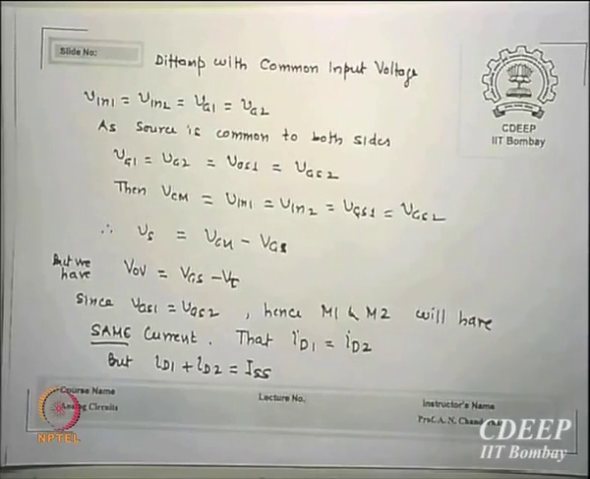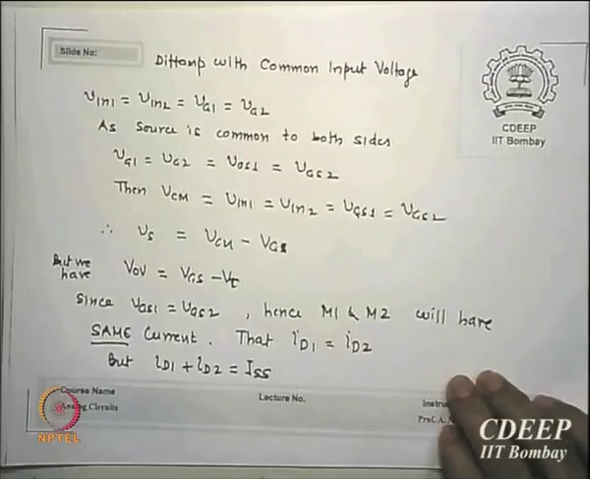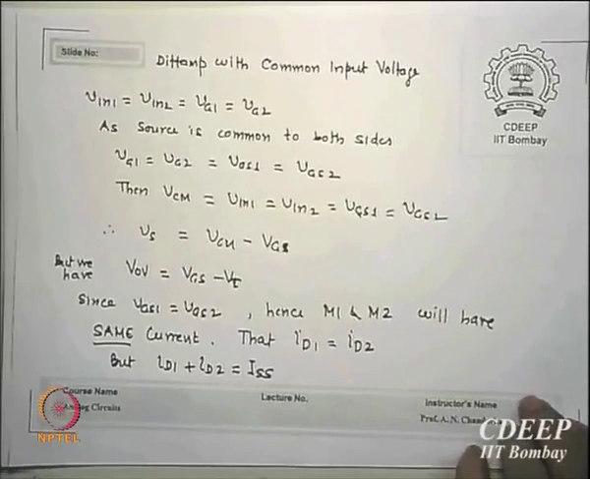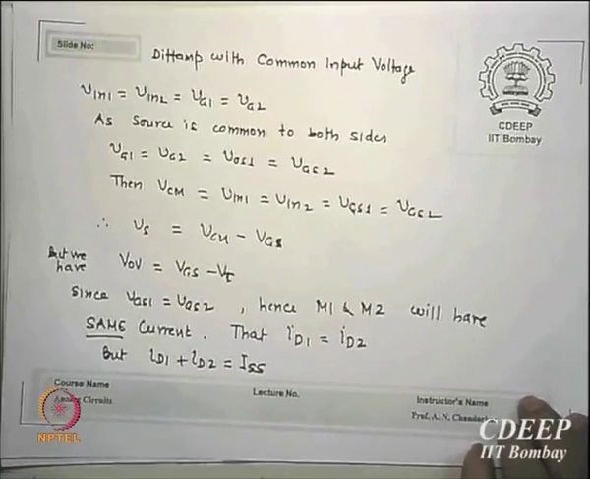If they are equal, half each. If they are not equal, one will draw larger, the other will draw smaller, but the sum total will always come to ISS independently. This is exactly what we are looking into. VG minus VS is VGS, but VS is common to both.